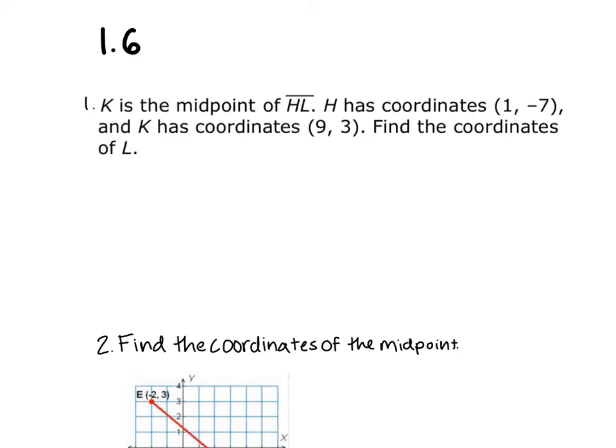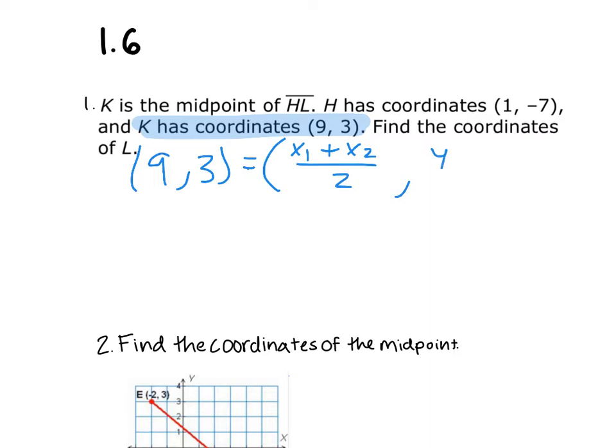If K is the midpoint of HL, H has coordinates 1, -7, and K has coordinates of 9, 3. Find the coordinates of L. So K is our midpoint. So we know that the midpoint formula is x1 plus x2 over 2 and y1 plus y2 over 2. H is the first point that they give us, so 1 will be our x1 and -7 will be our y1.